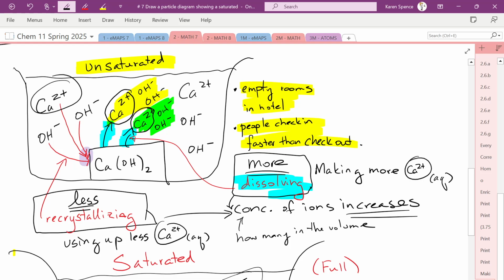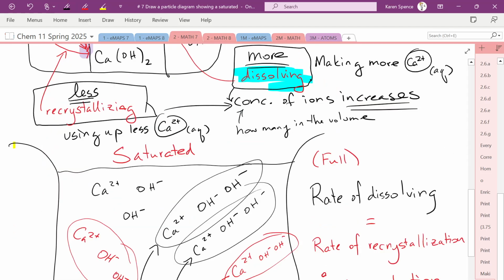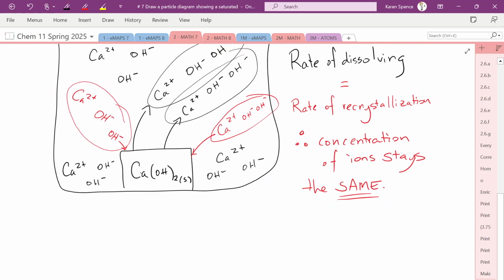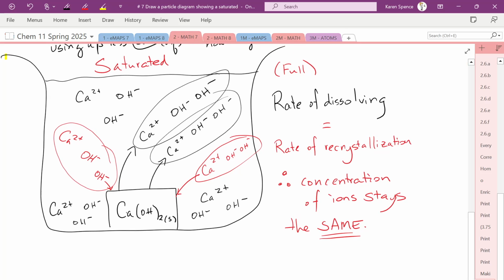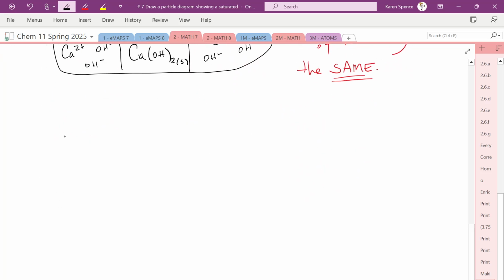Now, like I said, you're not going to have to draw this whole thing on your lab. This is crazy. We got so many ions floating around. Now that we're getting the hang of it, all you need to do for your lab is draw our beaker for the lab.